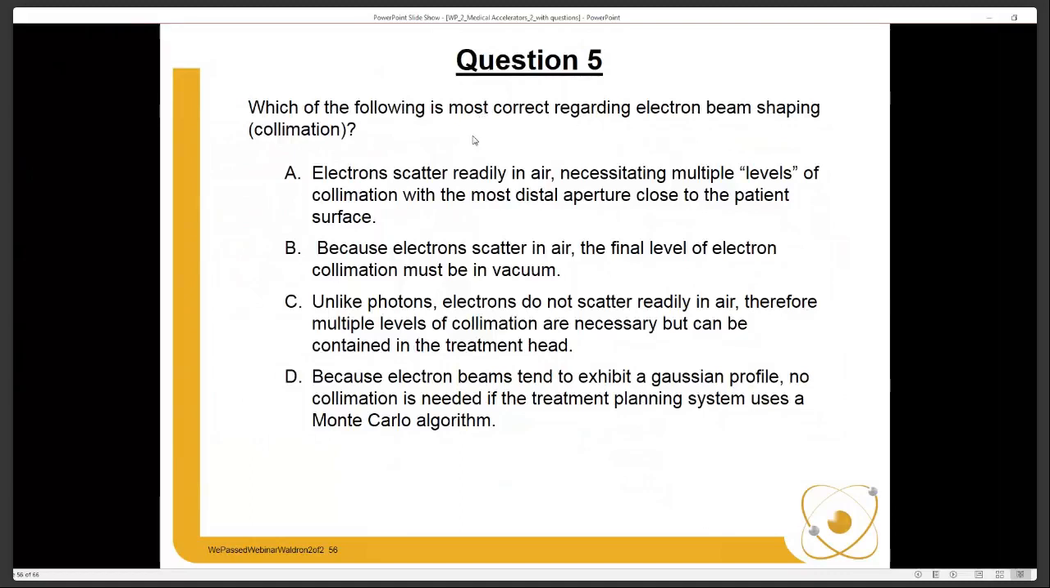Electrons scatter readily in air, necessitating multiple levels of collimation with the most distal aperture close to the patient surface. Or is it because electrons scatter in air, the final level of electron collimation must be in vacuum? Or is it that, unlike photons, electrons do not scatter readily in air, therefore multiple levels of collimation are necessary but can be contained in the treatment head? Or is it because electron beams tend to exhibit a Gaussian profile, no collimation is needed if the treatment planning system uses a Monte Carlo algorithm?